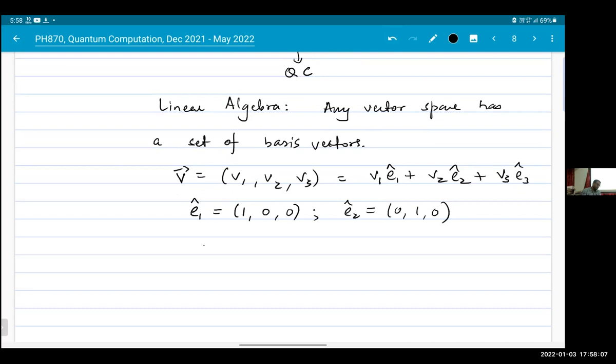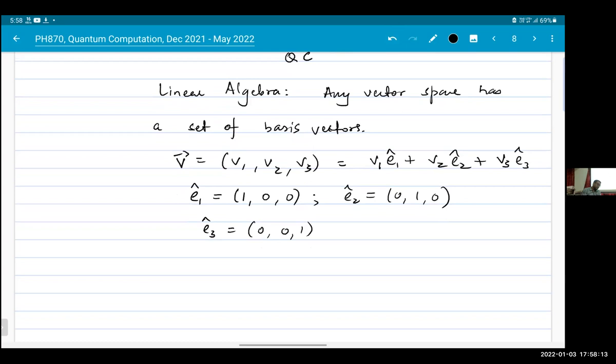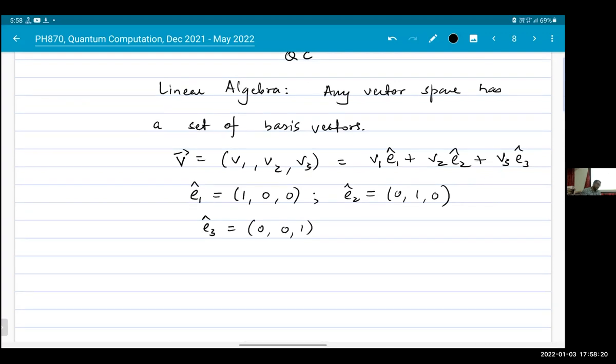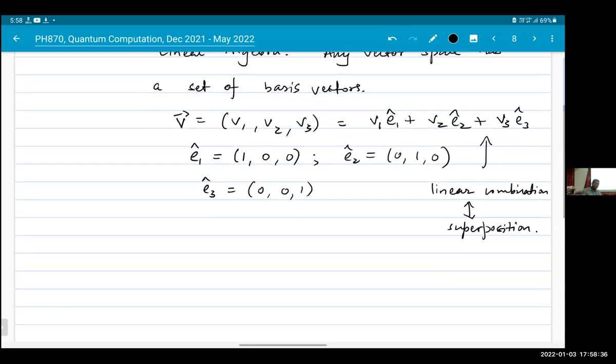0, 1, 0, 0, 0, 1, like this, right? So these are three vectors. I can take a linear combination of these vectors, right? So this is a linear combination. This concept of linear combination actually is precisely what will turn out to be what we refer to as superposition of quantum states. Okay, so superposition of quantum states is really nothing more than linear addition of vectors.